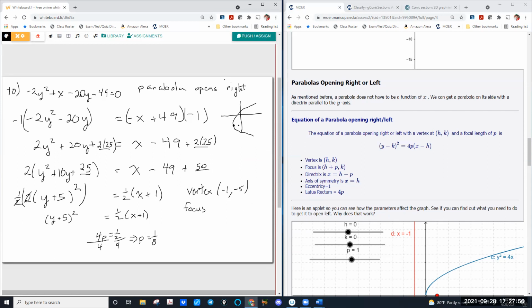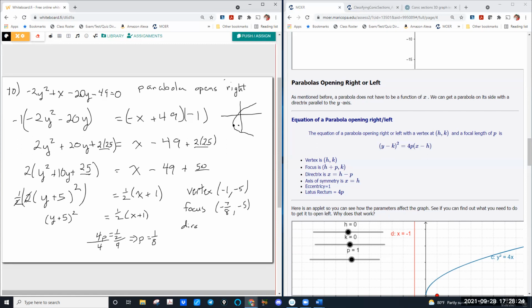Now, how do we get the focus? We add p to the x value. That's what I'm showing you. You don't have to have a perfect sketch, but a rough sketch. So we want to make sure we move to the right 1/8, not to the left, up, or down, because the focus is going to be to the right. So -1 plus 1/8 is -7/8, -5. So that's that focus there.